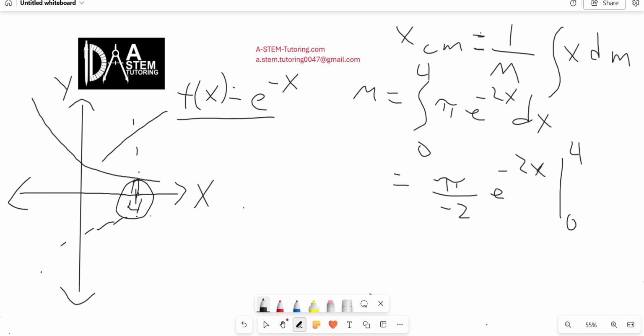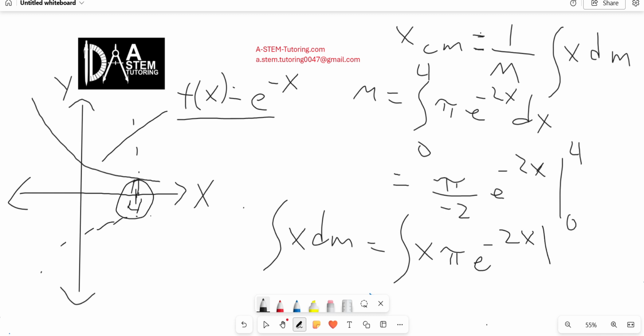Now, to find the integral part of x center of mass, the integral of x dm equals the integral of x times pi e to the negative 2x dx. This does not lend itself to a simple one-step integration. Instead, we can use integration by parts to solve this integral, and then we multiply the result times 1 over M, which was calculated in the first step of today's lesson.